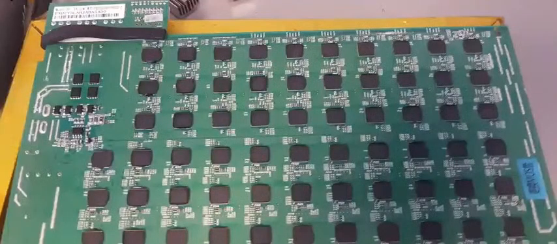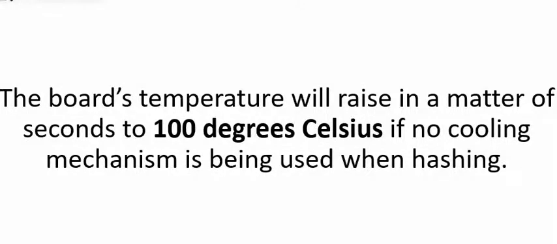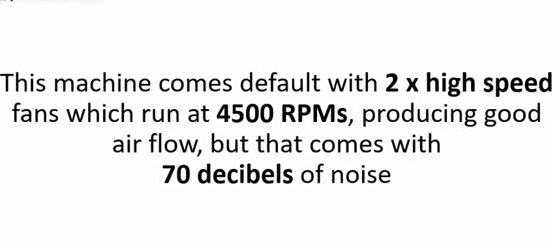These boards have 63 main ICs, which consume 8 watts each, 95% of the electricity being transformed into heat. The board's temperature will rise in a matter of seconds to 100 degrees Celsius if no cooling mechanism is being used when hashing. This machine comes default with 2 high-speed fans which run at 4,500 RPMs, producing good airflow, but that comes with 70 decibels of noise. Imagine an old vacuum cleaner running 24/7.